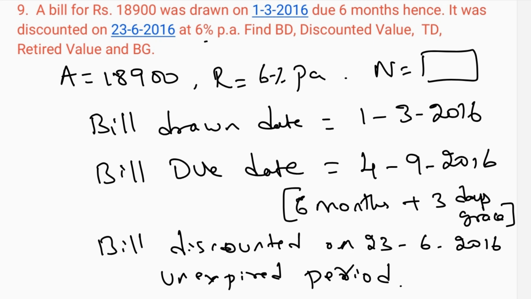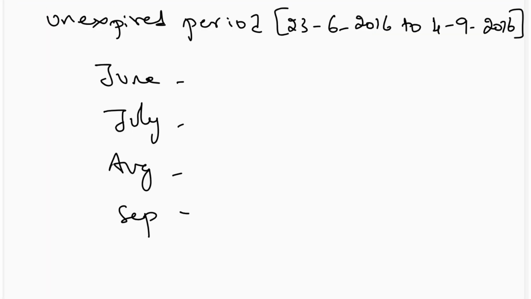So bill drawn date was 1/3/2016. Bill due date will be 6 months plus 3 days. If you add for this, 3 plus 6 it will be 9, 1 plus 3 days will be 4/9/2016. Our bill discounted on 23/6/2016. So we have to find out the unexpired period. So the unexpired period will be from the discounted date to the bill due date, the last date.